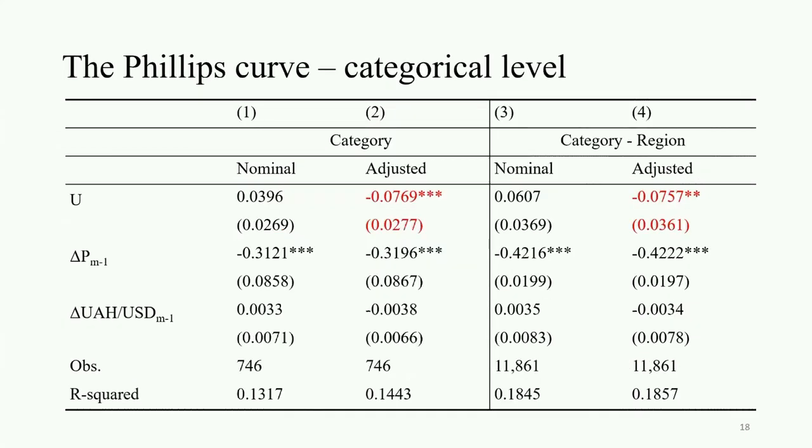Now, after that analysis, we move on and re-estimate the Phillips curve model, but this time we use the wage index estimated at the categorical level. What we observe here is, again, the Phillips curve is only observed when we adjust for inflation expectation, like in column two and four in this table. Both the size and the magnitude of the slope of the Phillips curve seem to be stronger compared to the one at the country level that I showed previously.